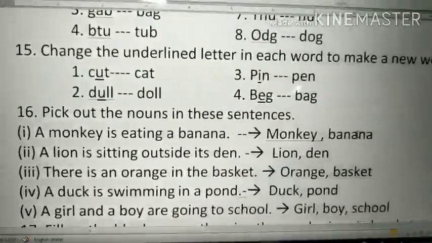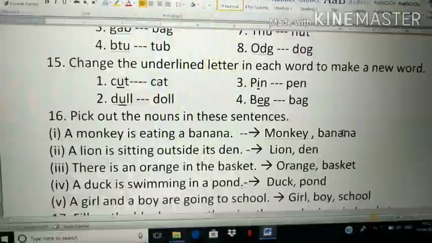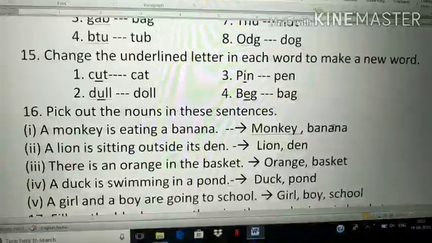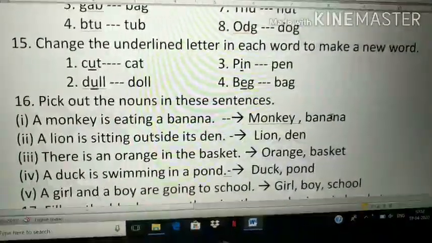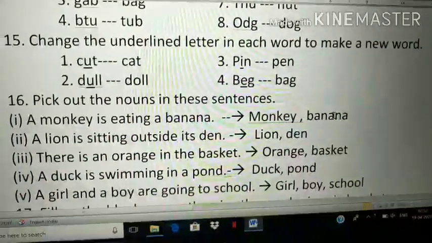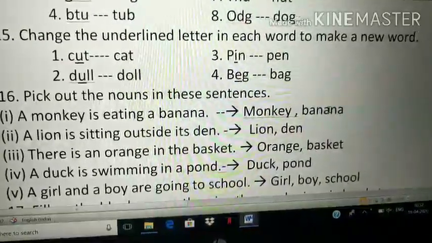Question number 15. Change the underlined letter in each word to make a new word. Number 15. Change the underlined letter in each word to make a new word.